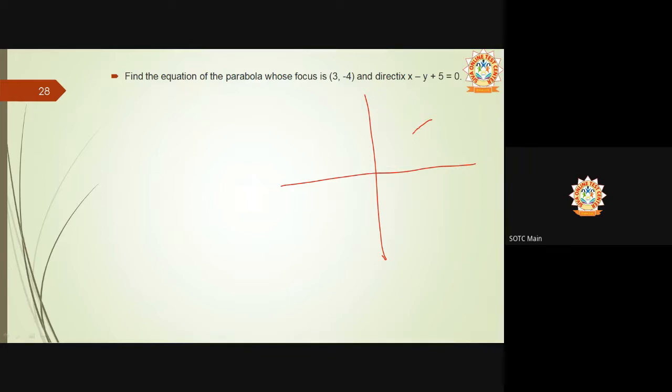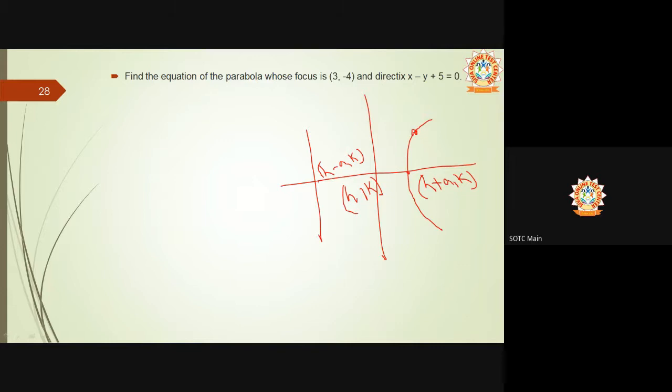No, it is not 0 comma 0. From the focus we can say this is h comma k, this is your focus h plus a comma k, and this is the directrix at a point h minus a comma k. Yes or no?